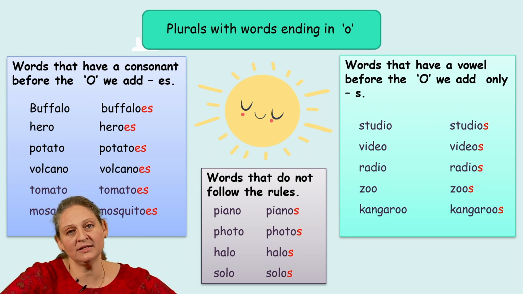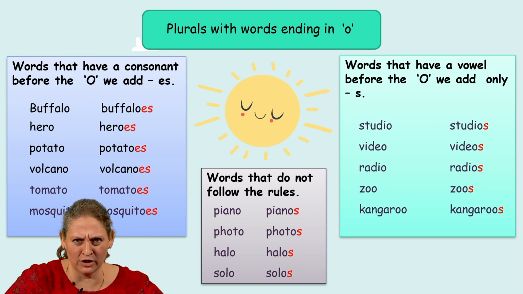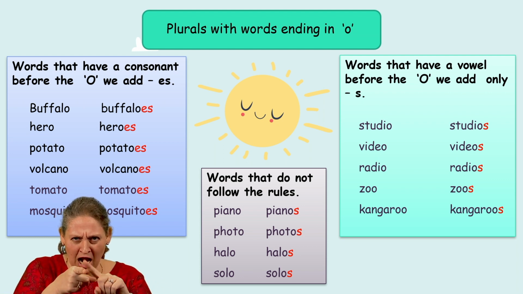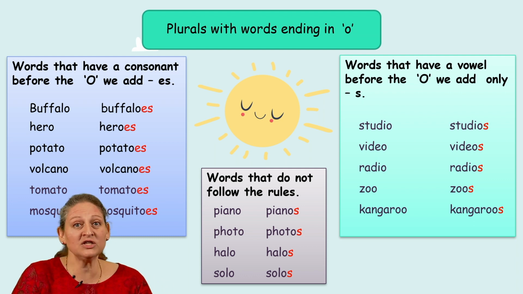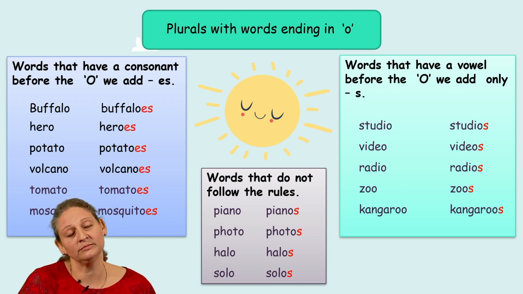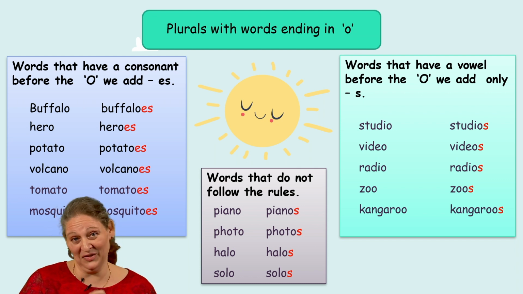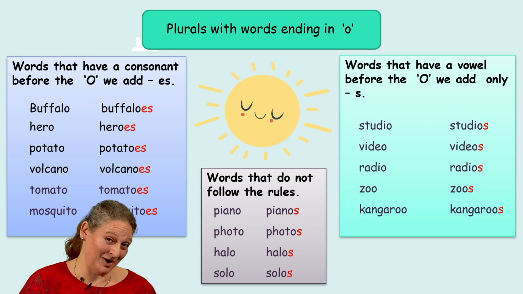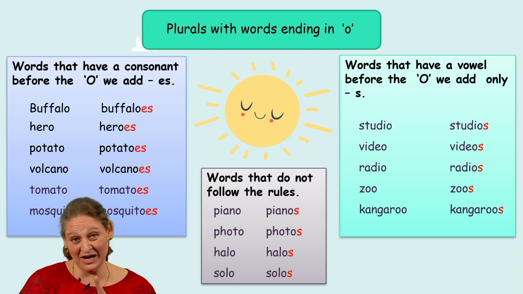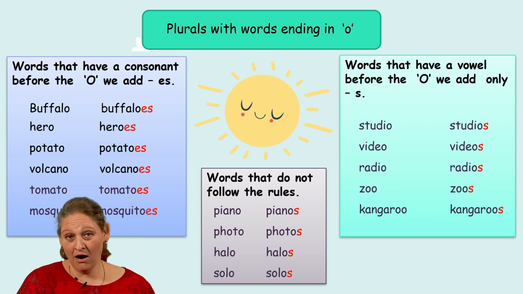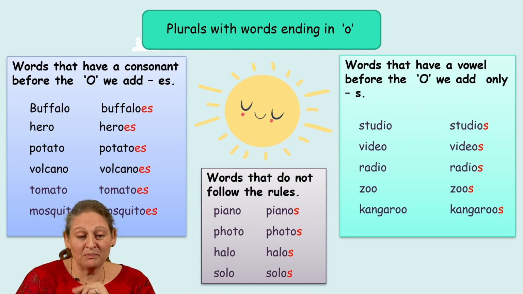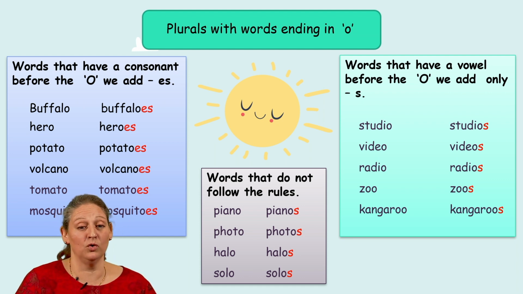But you know what? There are some rule breakers. There are some naughty words. These words don't follow the rules. Did you ever break a rule? Tell the truth. Did you eat a chocolate when mommy said not to? Did you run in the school corridor? These naughty words don't obey the rules.